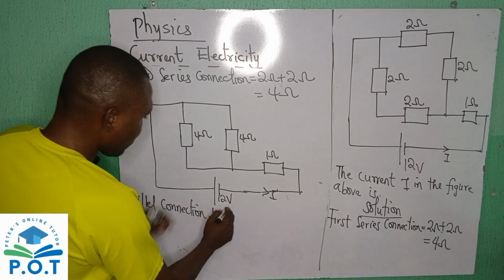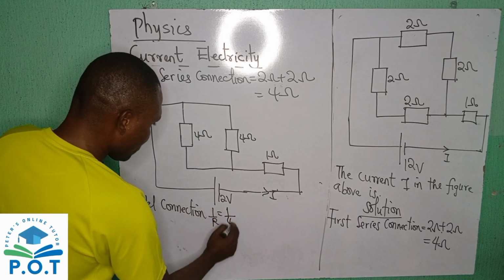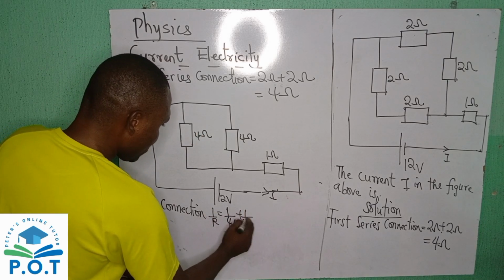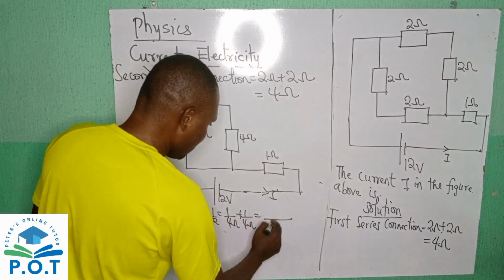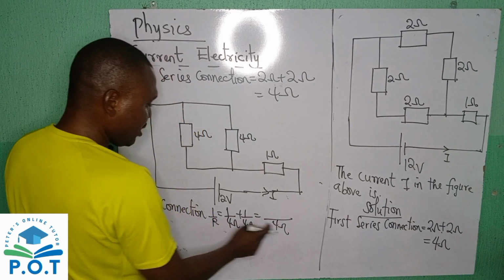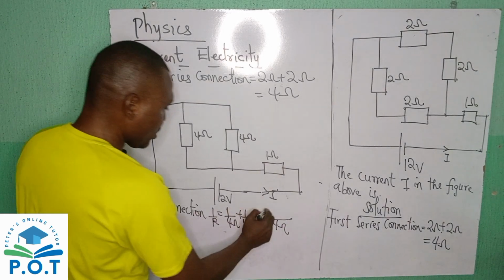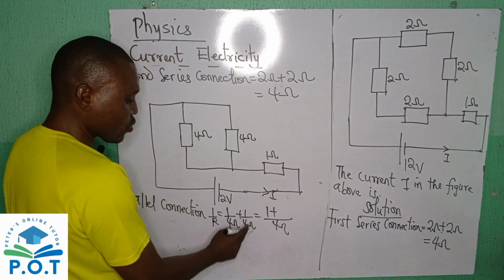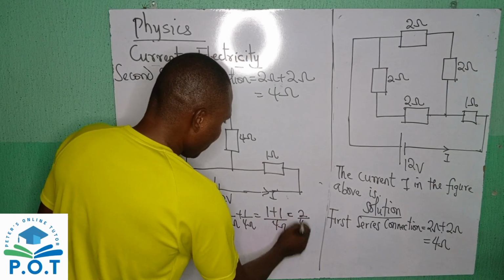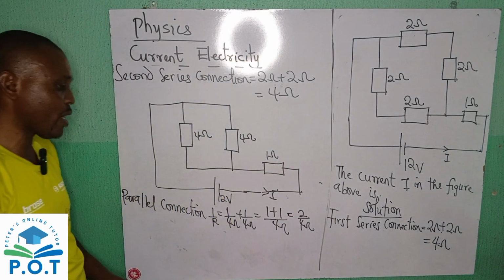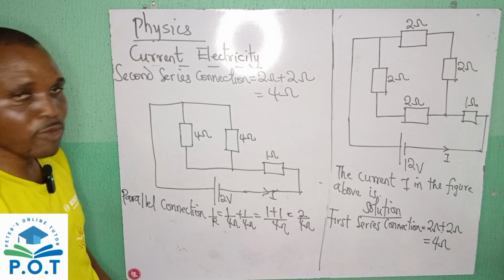Now 1 over R equals 1 over 4 ohms plus 1 over 4 ohms. The LCM of 4 and 4 is 4, so we're having 4 ohms here. Divide 4 by 4, that is 1, 1 times 1 is 1. Divide 4 by 4 is 1, 1 times 1 is 1. Now 1 plus 1 is 2 over 4 ohms. So we're having 2 over 4 ohms.